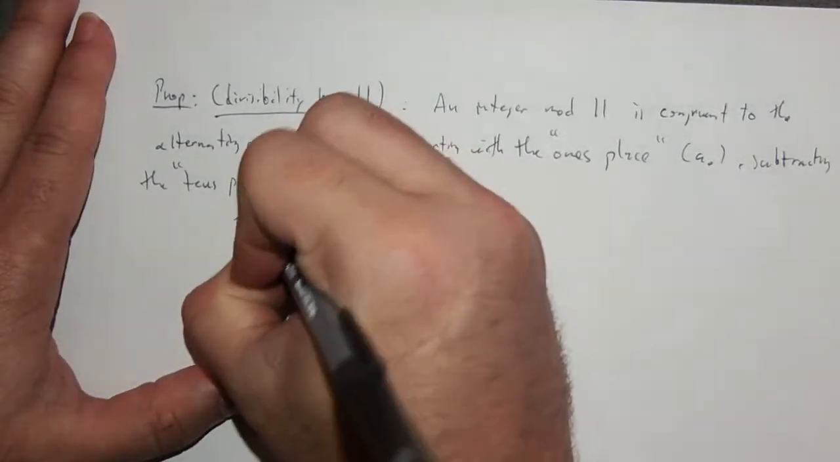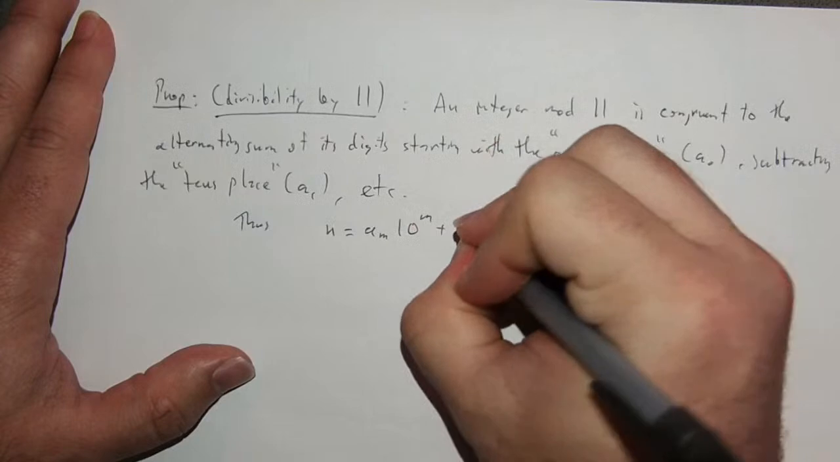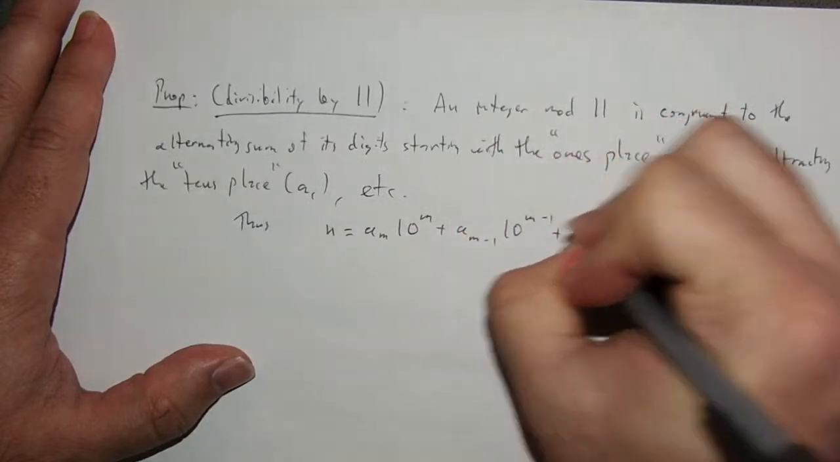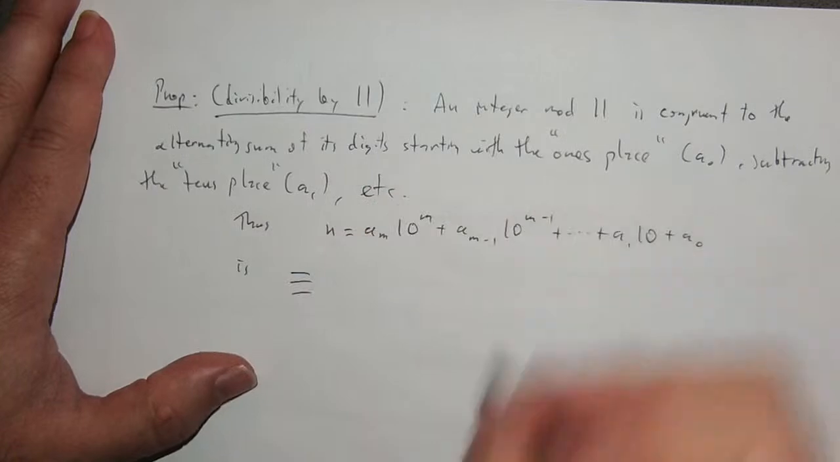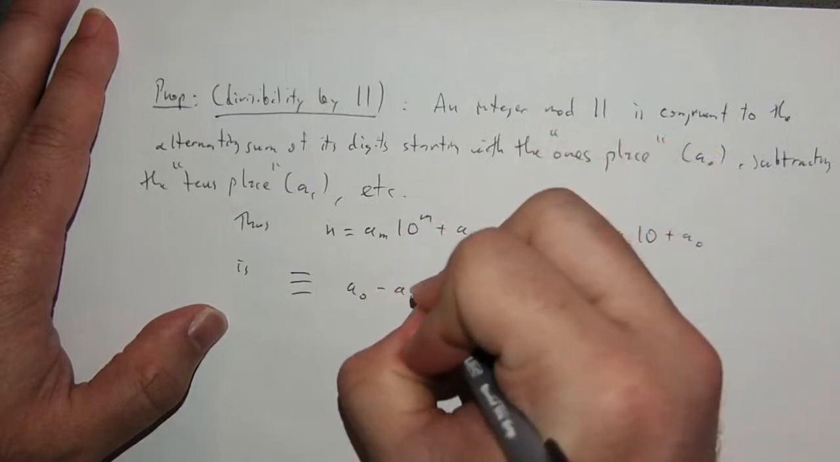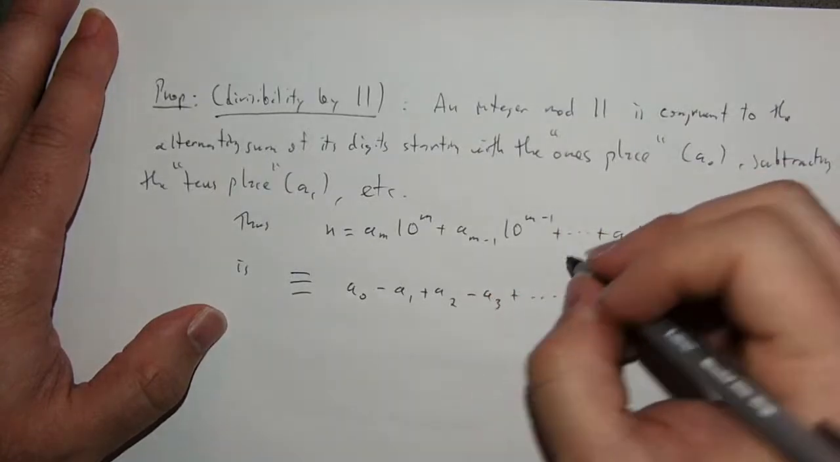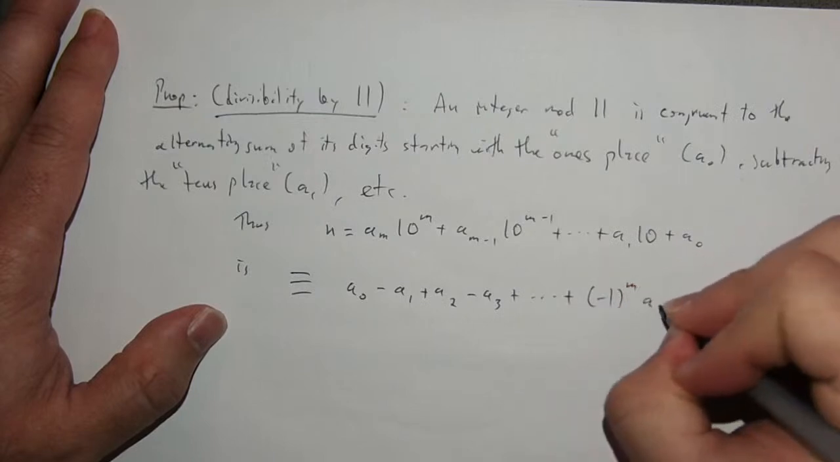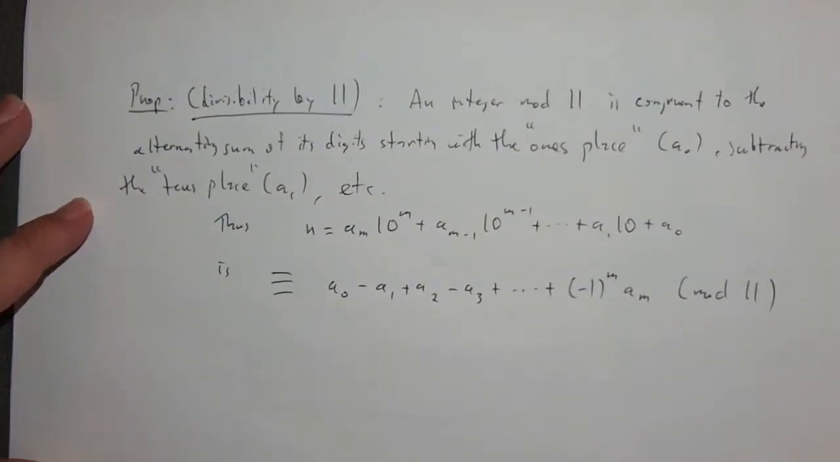Thus, n, which I'm going to write its base 10 expansion in the usual way, is congruent to A naught minus A1 plus A2 minus A sub 3 plus and so on, all the way up to plus or minus 1 to the m, A sub m mod 11. Now, you probably understand exactly what's going on here.